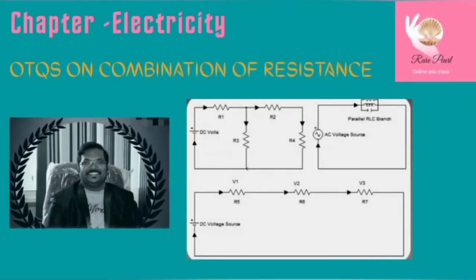In this presentation, we have discussed various objective type questions on combination of resistance, that is series connection, parallel connection, and we have seen series parallel combination. In the next video, we shall discuss various objective type questions on power and energy and heating effect of electric current.